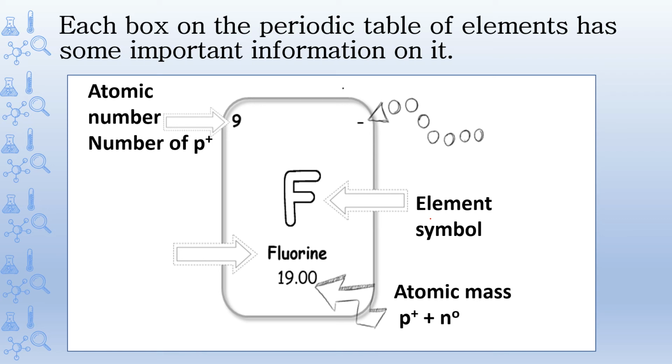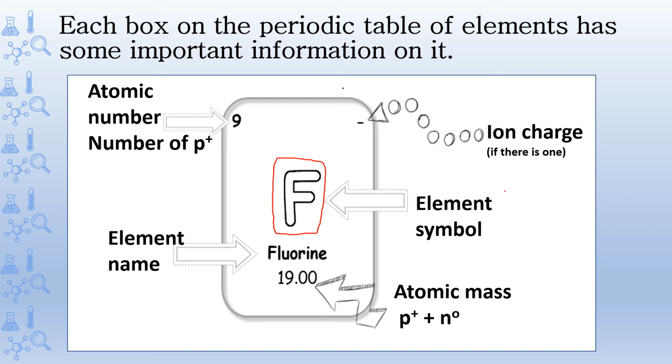We then have the atomic mass. This is how much the actual atom itself weighs. This is a combination of the protons and the neutrons, because electrons are so tiny, they don't really have a mass to them. But the atomic mass is the protons plus the neutrons. The element name is written here. The element name is typically lowercase if it's written in a sentence and it's not the first word. But notice the element symbol always starts with an uppercase letter. That's a really, really important thing.